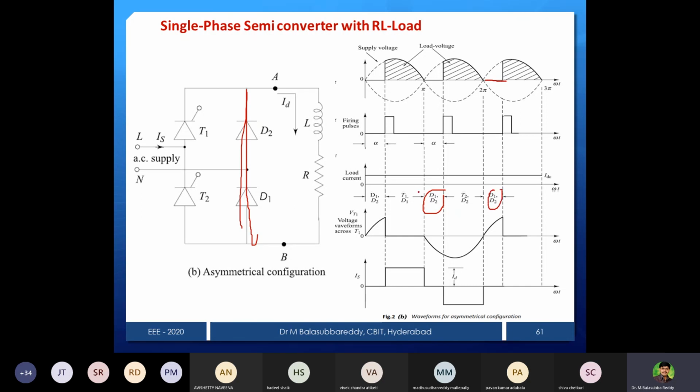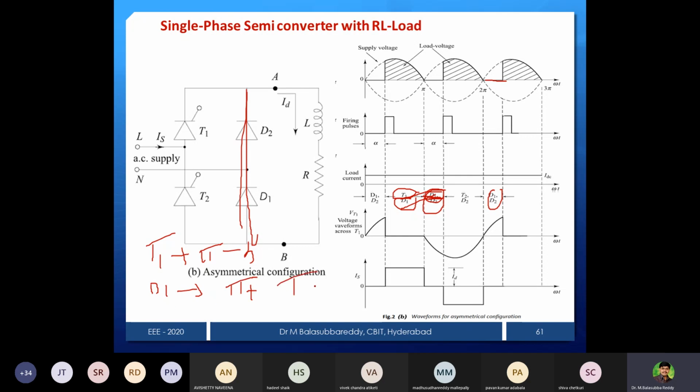Now you can measure: T1 is conducting only for this duration. But what about D1? It is conducting here and here. So therefore, D1 is conducting for more instants. T1 is conducting only for pi minus alpha. But D1 is conducting for pi minus alpha, plus this duration of alpha also. Therefore, totally pi it is conducting.